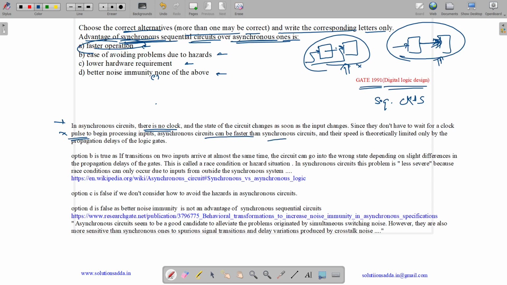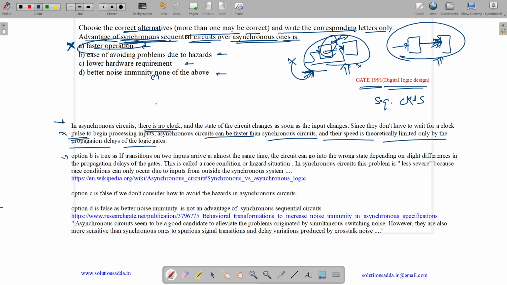Asynchronous circuits can be faster than synchronous circuits, and their speed is theoretically limited by the propagation delay of the logic gates. The flip-flops are made of logic gates, thus, due to the absence of clock, they can begin processing the input as soon as they want, with only the gate delay. Thus, this option is false. Synchronous circuits do not have faster operation, asynchronous ones do.